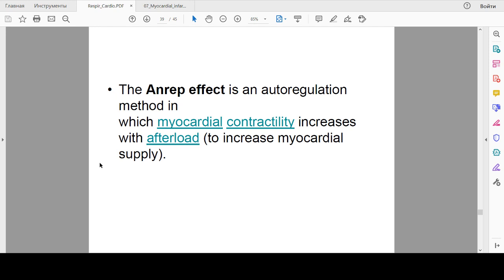The unwrap effect. It is an autoregulative mechanism in which myocardial contractility increases with afterload to increase myocardial supply.